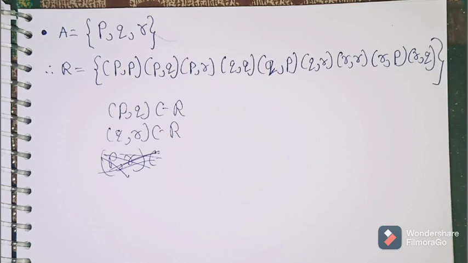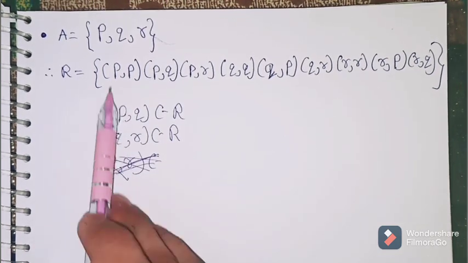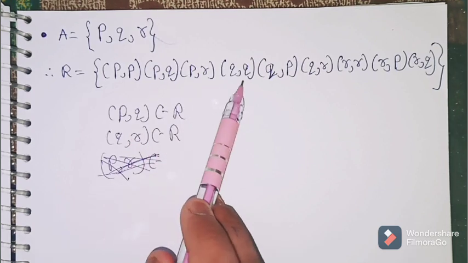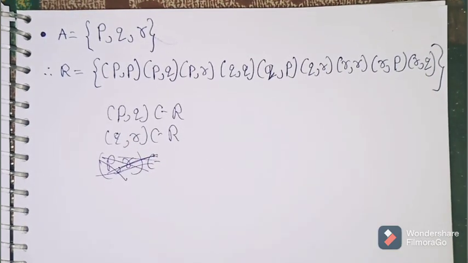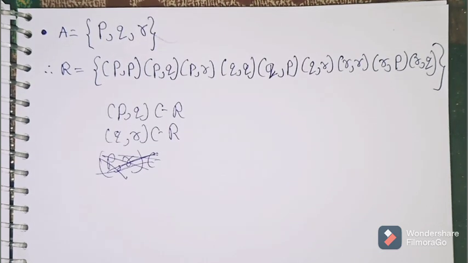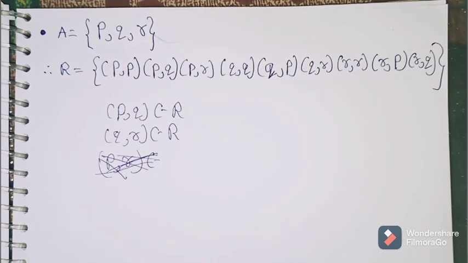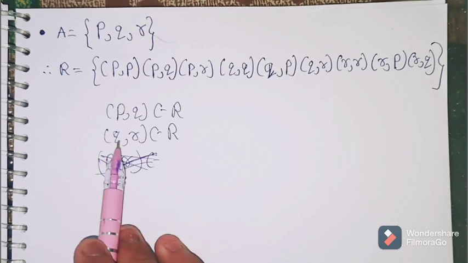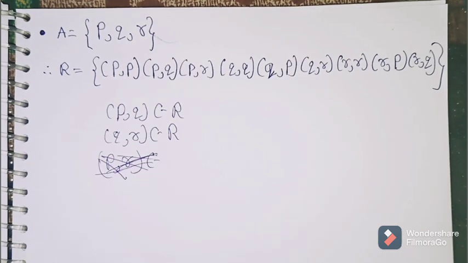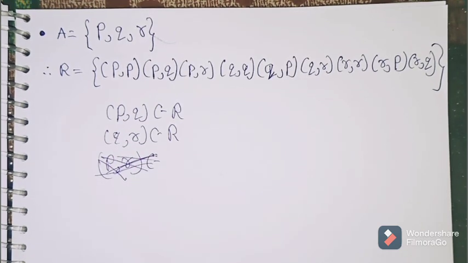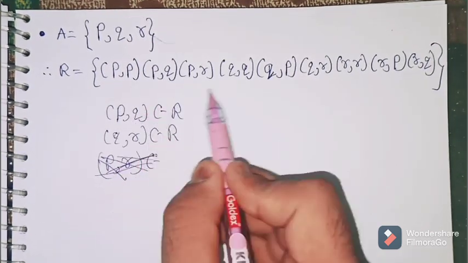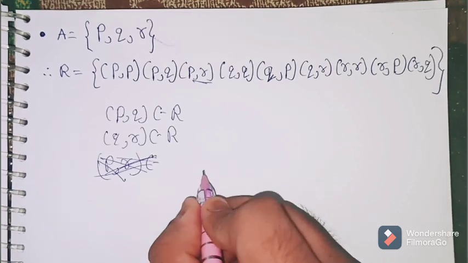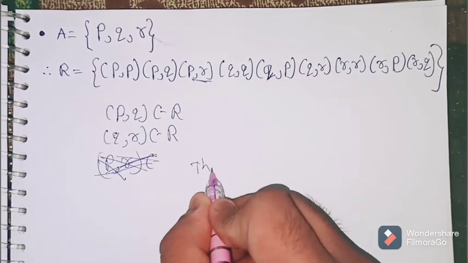The set is PQR. So our relation R will be PP, PQ, PR, QQ, QP, QR, RR, RP and RQ. So let us consider PQ belongs to R and QR belongs to R. As per the condition of a transitive relation, PR must be in the relation. So here PR is in the relation. So this is a transitive relation.